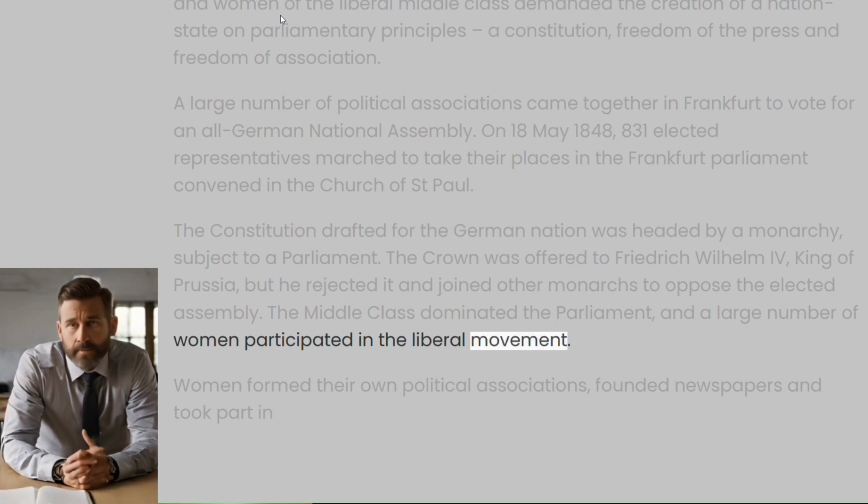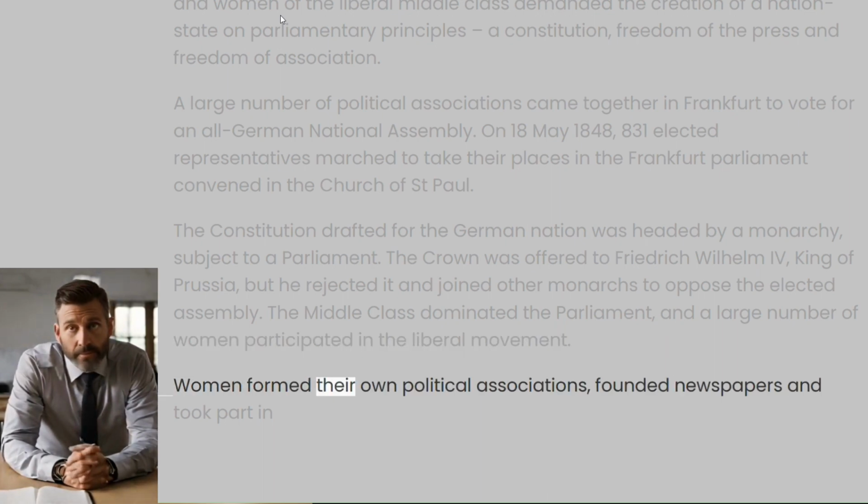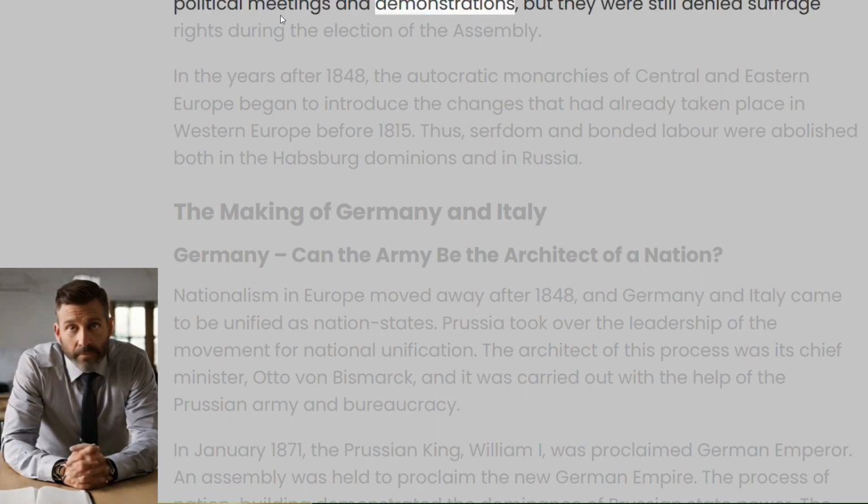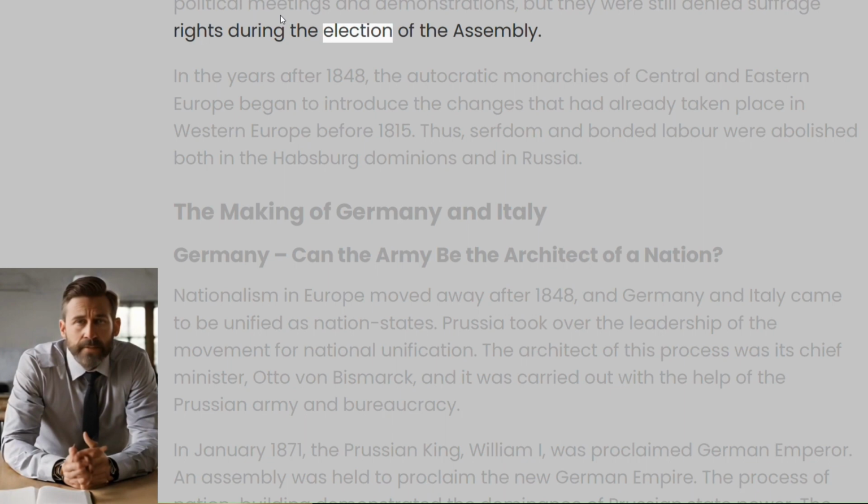The middle class dominated the parliament, and a large number of women participated in the liberal movement. Women formed their own political associations, founded newspapers and took part in political meetings and demonstrations, but they were still denied suffrage rights during the election of the assembly.